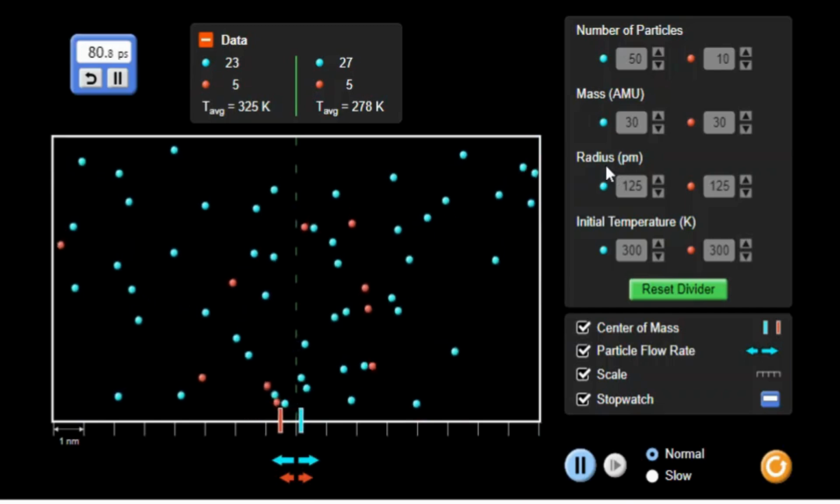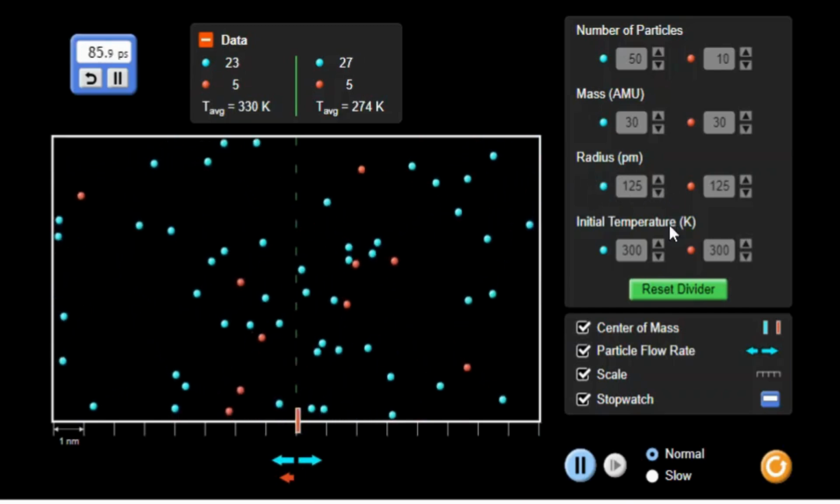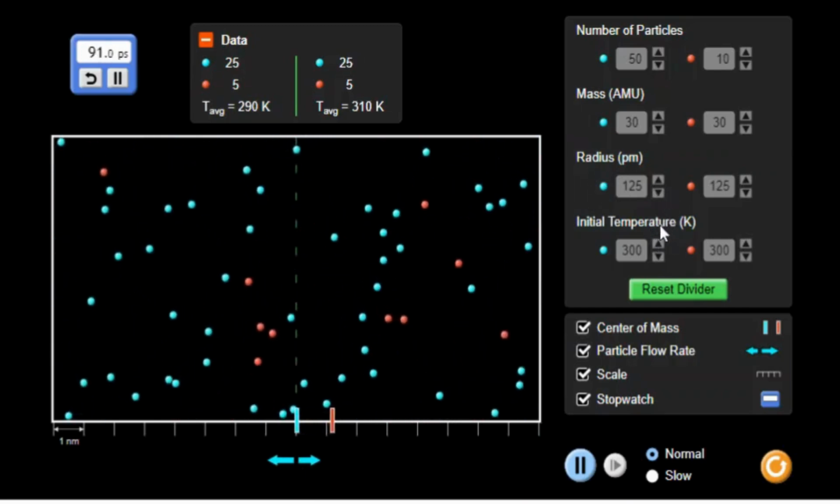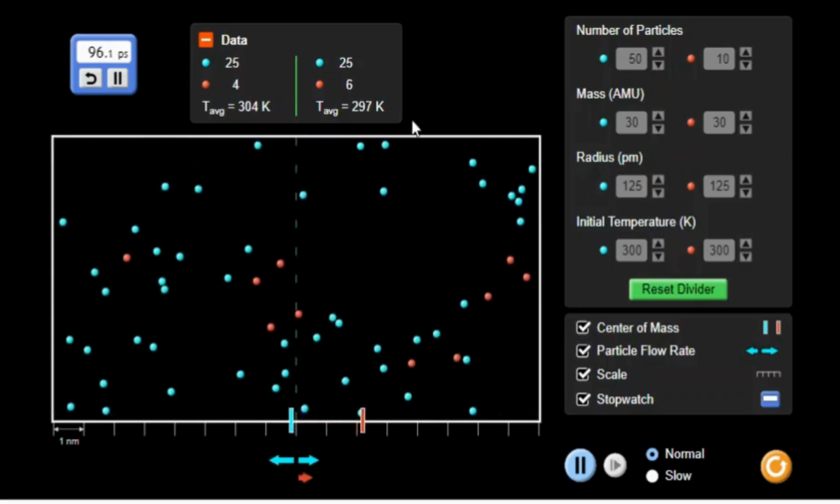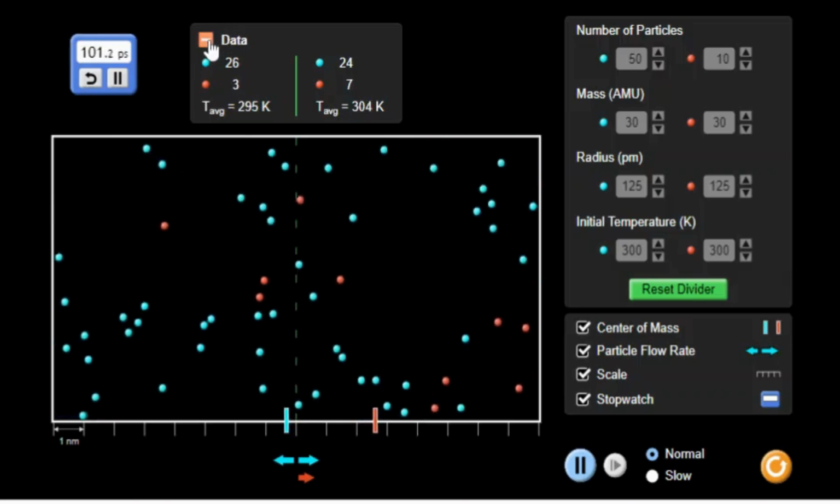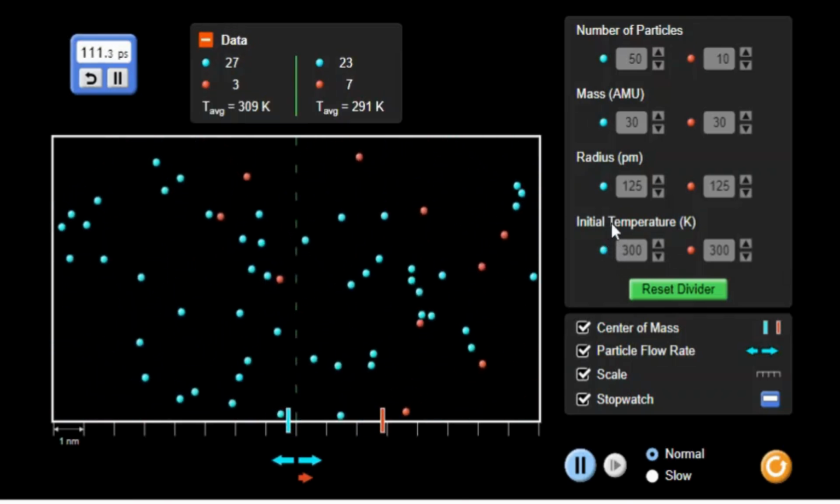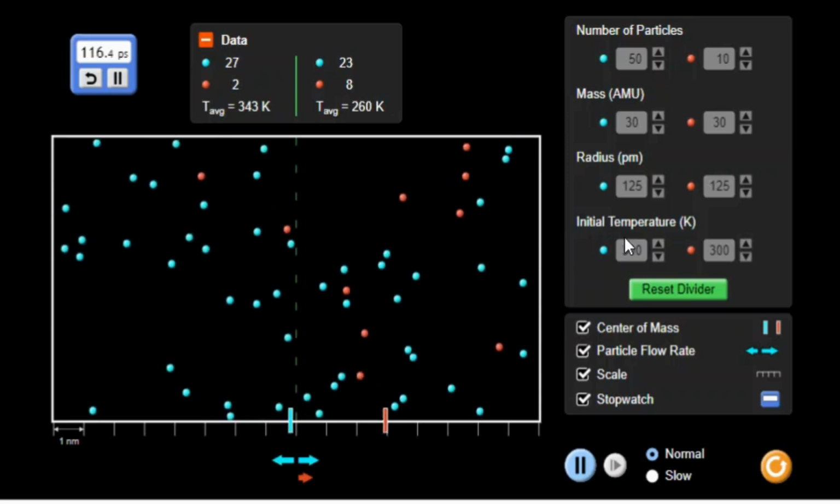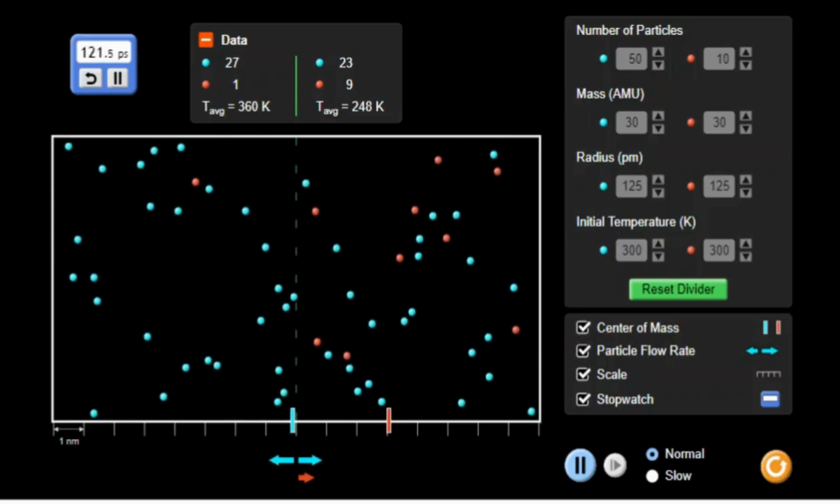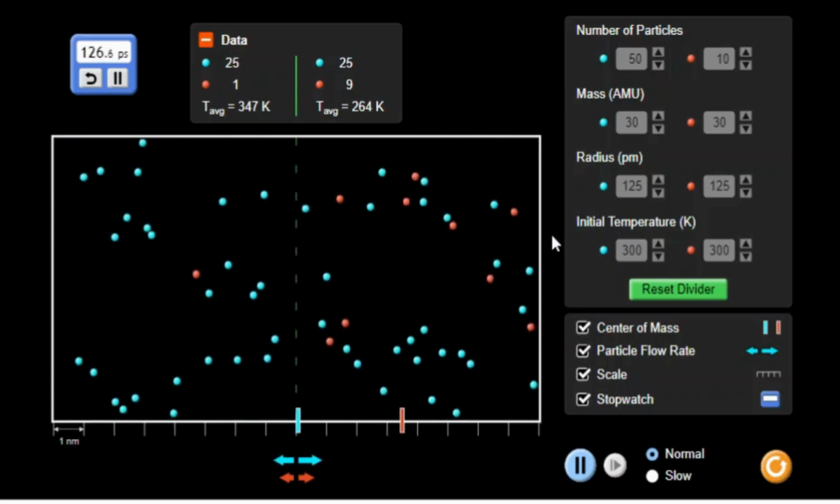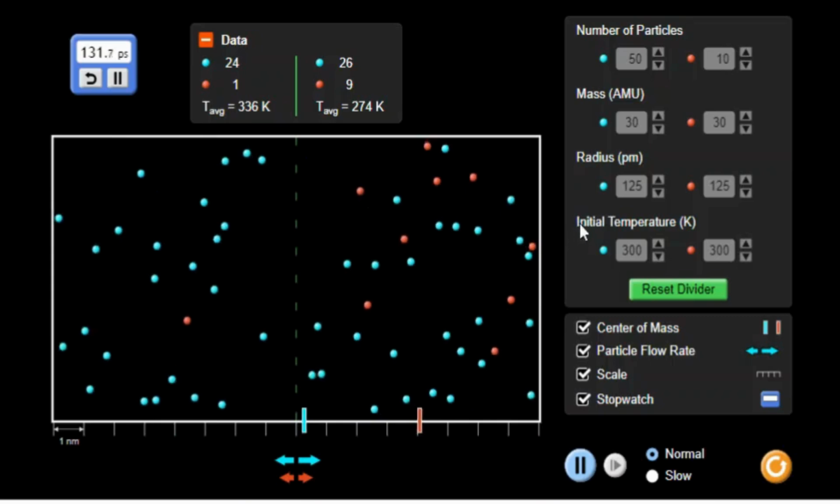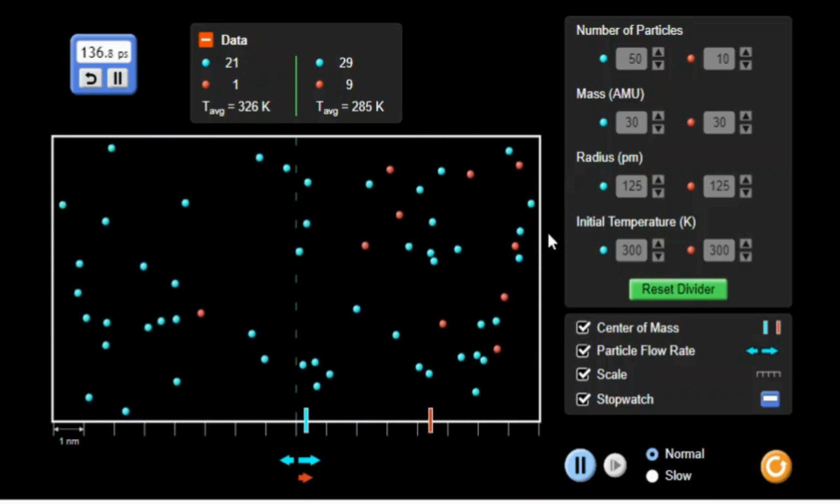Lighter particles diffuse more quickly than heavier particles because they have higher velocities at the same temperature. By experimenting with different masses, students can observe how the rate of diffusion changes and understand the relationship between mass and diffusion. The radius of the particles affects their collision cross-section and consequently the rate of diffusion.